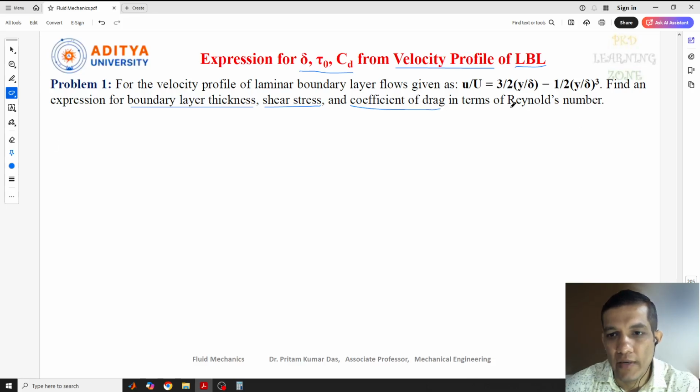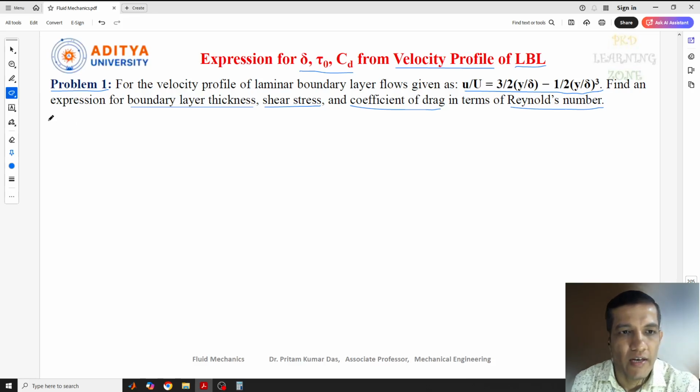And we need to form these equations in terms of Reynolds number. So the question is given here: the velocity profile of laminar boundary layer flow is given as u by capital U equal to 3 by 2 into y by delta minus 1 by 2 (y by delta) whole cube. Find an expression for boundary layer thickness, shear stress and coefficient of drag in terms of Reynolds number. This kind of question may be given as a problem, or as a derivation type, where you are just asked to derive these equations.